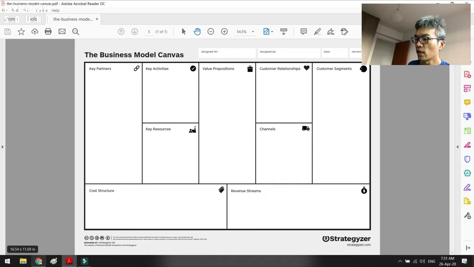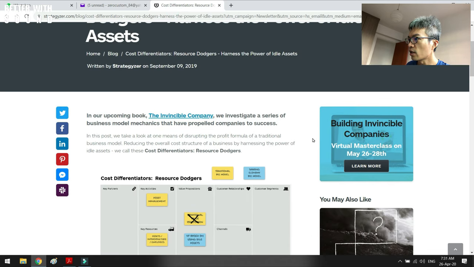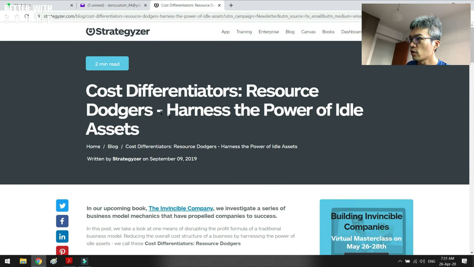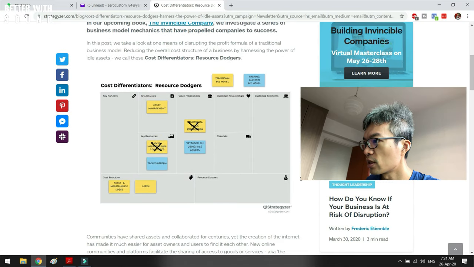But just to let you see, if you see here, it says cost differentiators. This is where you download the business model canvas. So it happens that I was clearing my mail and I was looking at this thing: cost differentiators, resource dodges, harness the power of idle assets. It was written in September 2019. So let's look at this particular thing that would change right now.